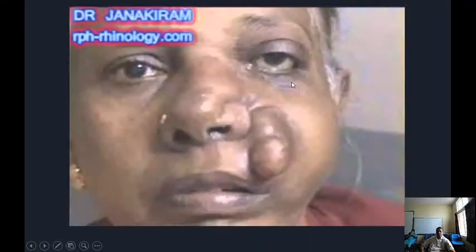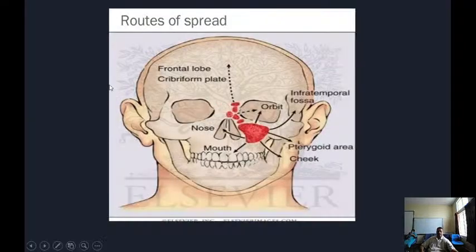Then they can also project or spread via the cribriform plate into the frontal lobe. So in the intracranial spread, when there is a destruction of this, you have the CSF leak and headache.